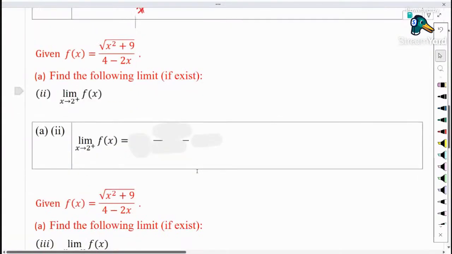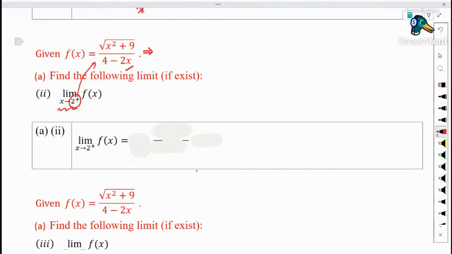Next, for A2, we have the same function. Now we want the case of a one-sided limit, x approaches 2 from the right-hand side, 2 plus, a value slightly greater than 2. How we solve this question is that we try to plug this value 2 into the function and see what result we have by direct substitution. Do we happen to have a real number answer, or do we have an indeterminate form?